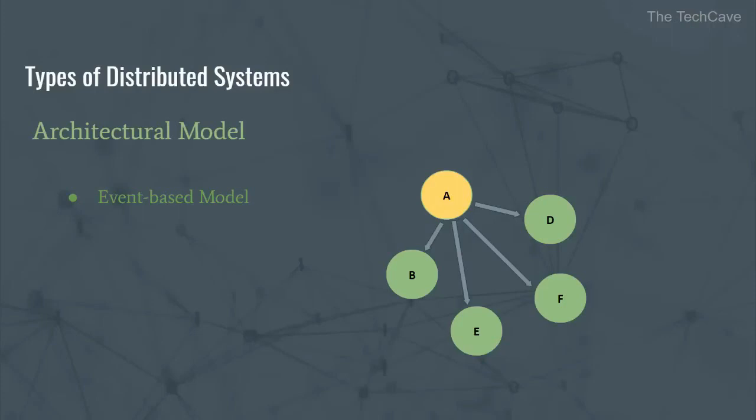Feel free to check my video about the event-driven architectural pattern to know more. So these are the main architectural styles for distributed systems in a nutshell.